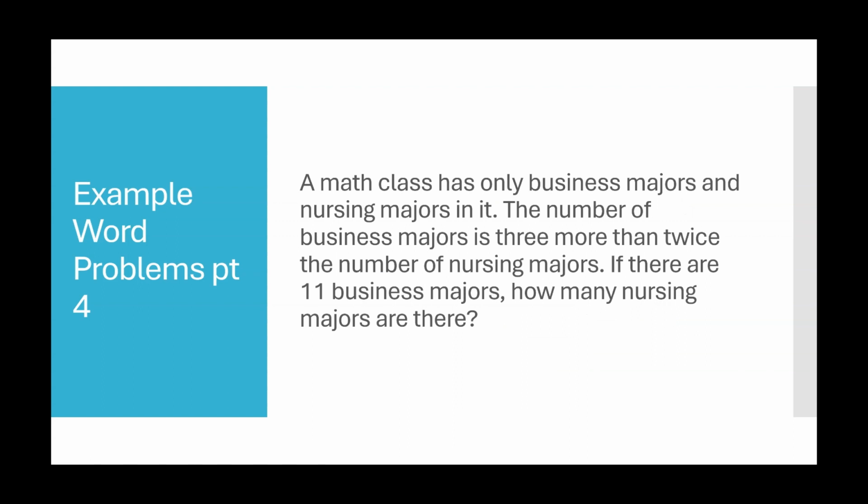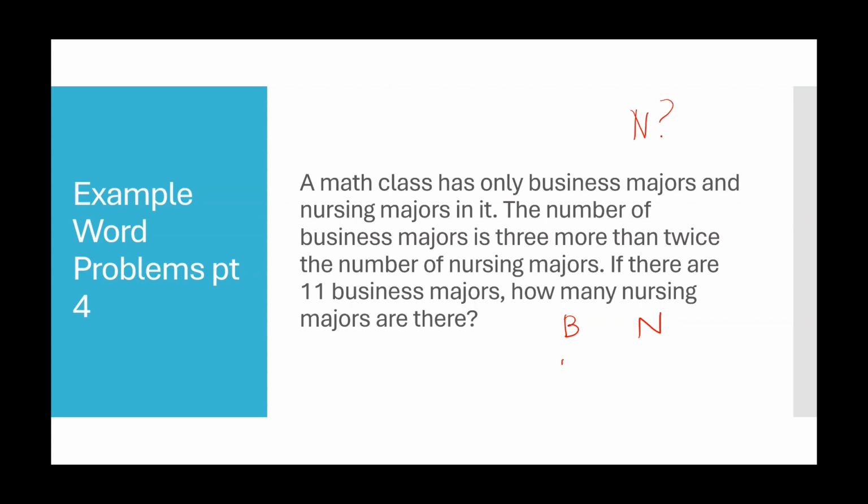A math class has only business majors and nursing majors in it. We're not worrying about anyone else. The number of business majors is 3 more than twice the number of nursing majors. If there are 11 business majors, how many nursing majors are there? So nursing majors is what we're looking for.